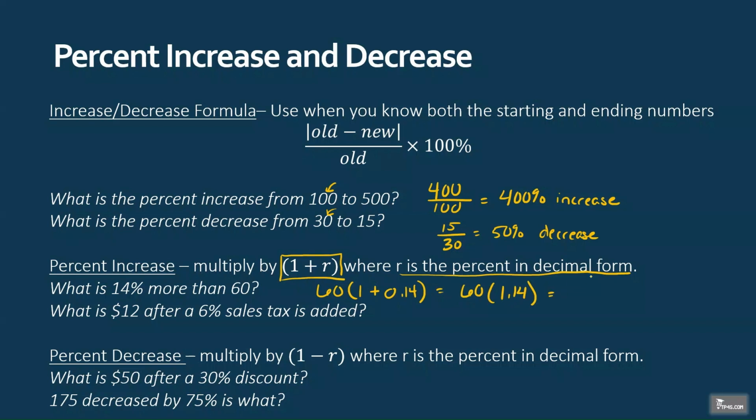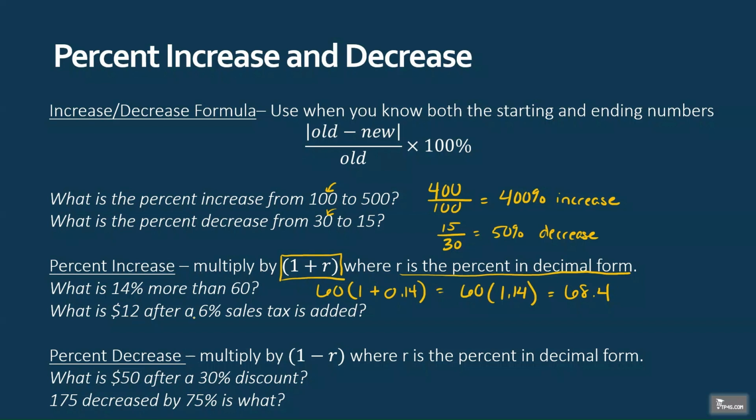And usually I'm just going to write it immediately as 1.14. And you can put that right into your calculator. You will get 68.4. Right? That is 14% more than 60. If you got 8.4, you took 14% of 60, right? You want to use the 1 plus r formula to make sure you get 68.4.